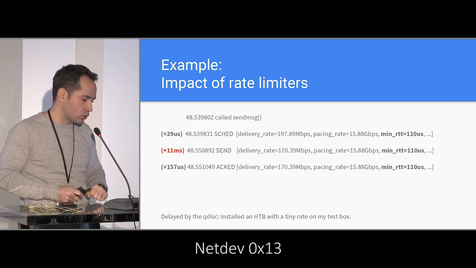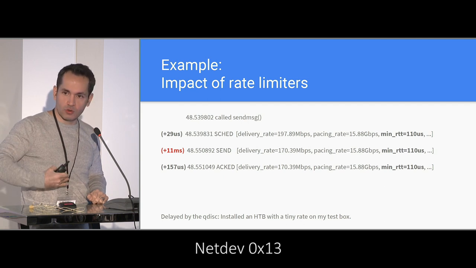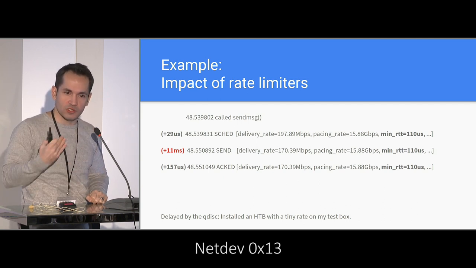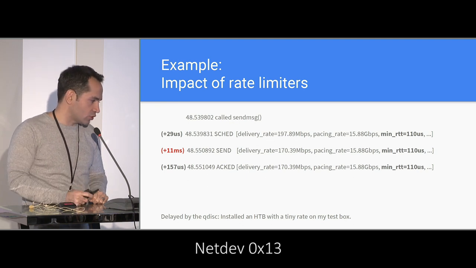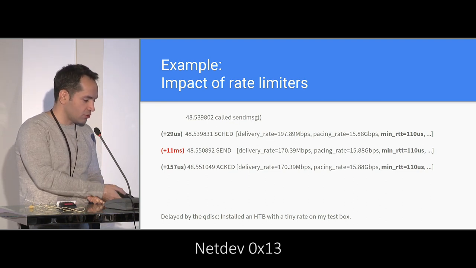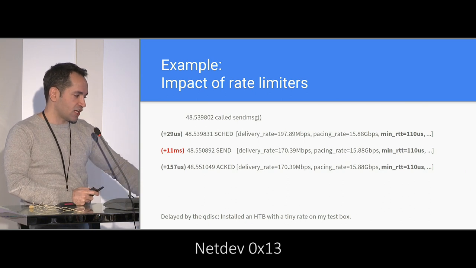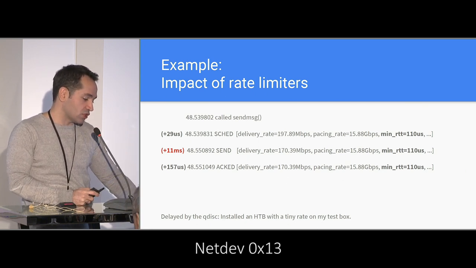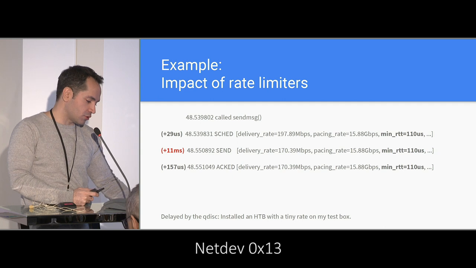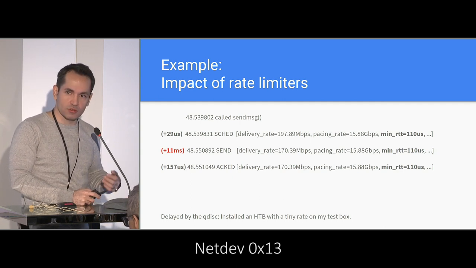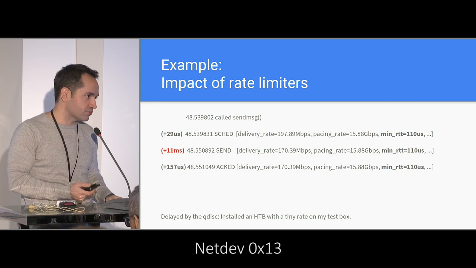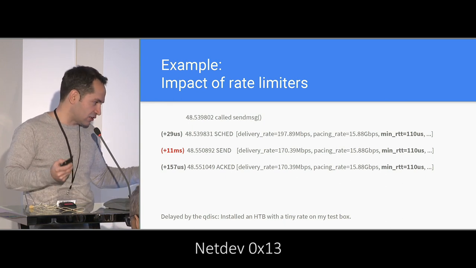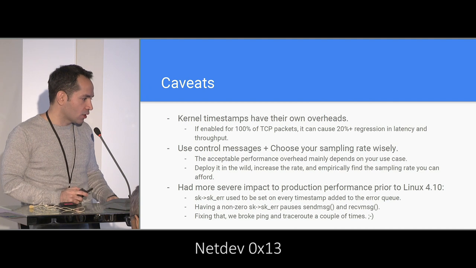There are many more examples. I have another talk that goes into detail on how to interpret these timestamps, with more examples from production. And as you can see, you always receive the opstats next to these timestamps, so you can, for example, see the RTT of the network is about 110 microseconds. So this 11 milliseconds is two orders of magnitude longer delay than the actual physical network.